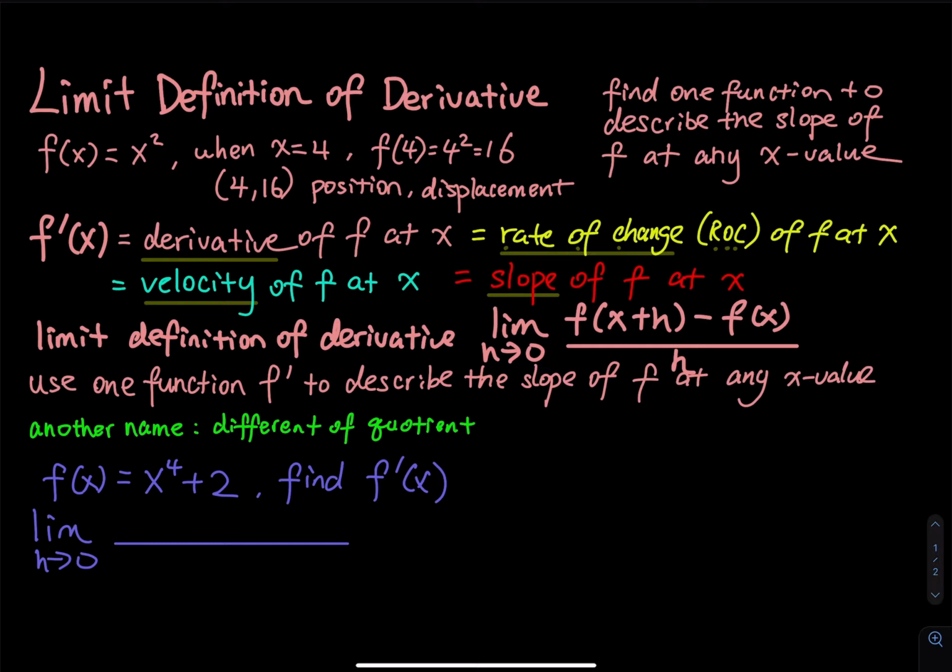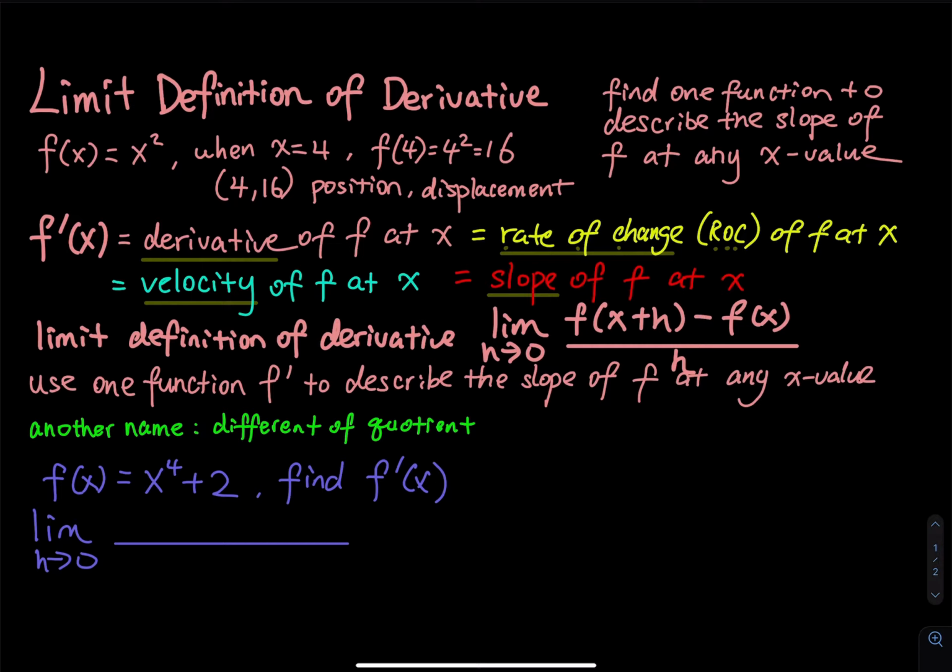In the previous lesson, I talked about the limit definition of derivative at a point, at a specific point. At a specific point means at that point, you have to tell me what the slope is. So we have a parabola. When x is equal to 4, you have to tell me what the slope of the parabola is at this point. How about this? Can you find one function to describe the slope of the given function at any point?